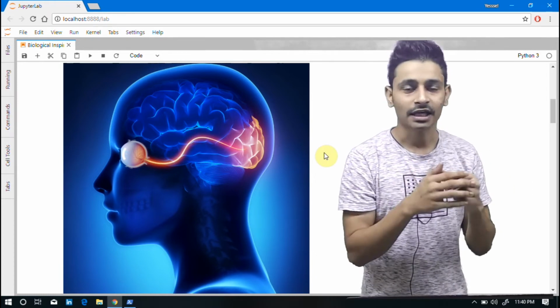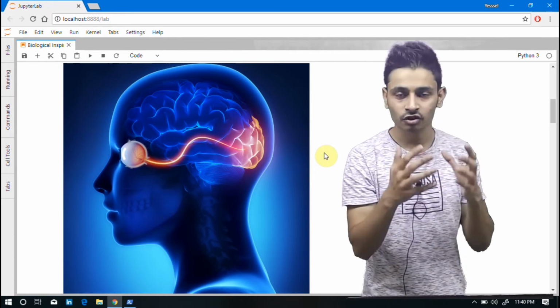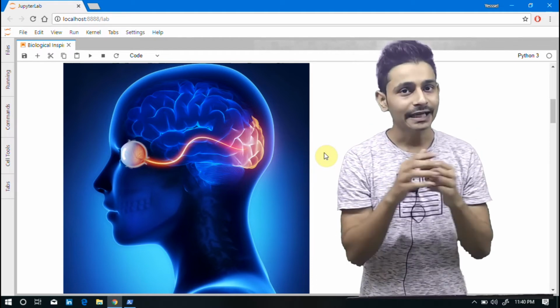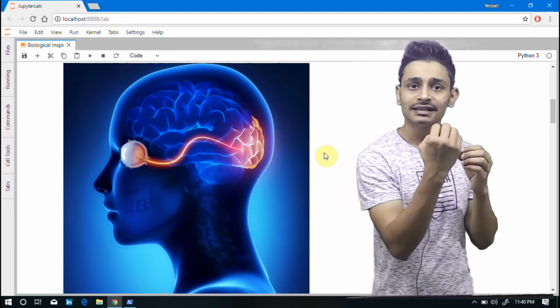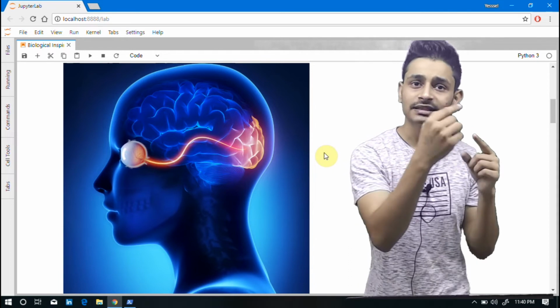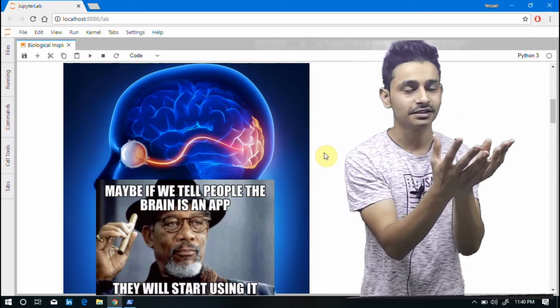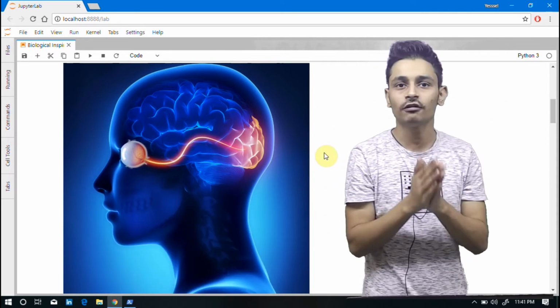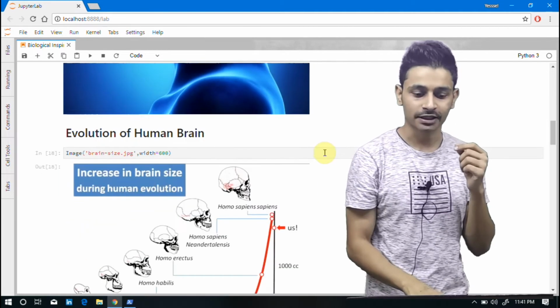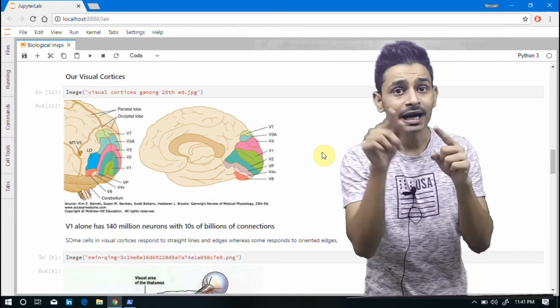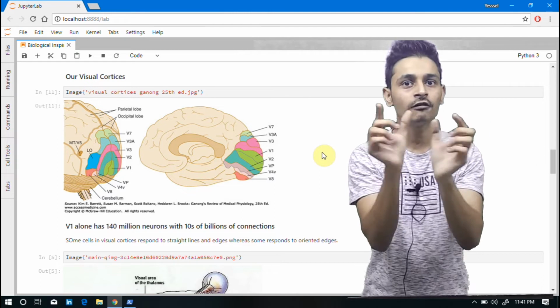The retina in our eye contains light sensitive cells which are known as rods and cones. So when light enters into our eye, these cells get activated and then send electrical signals to the visual cortex part of our brain. So let's see the visual cortex part. There are many parts in the visual cortex of our brain itself.